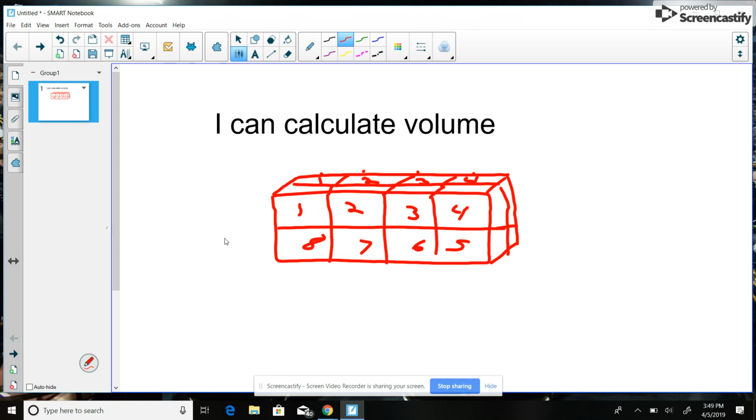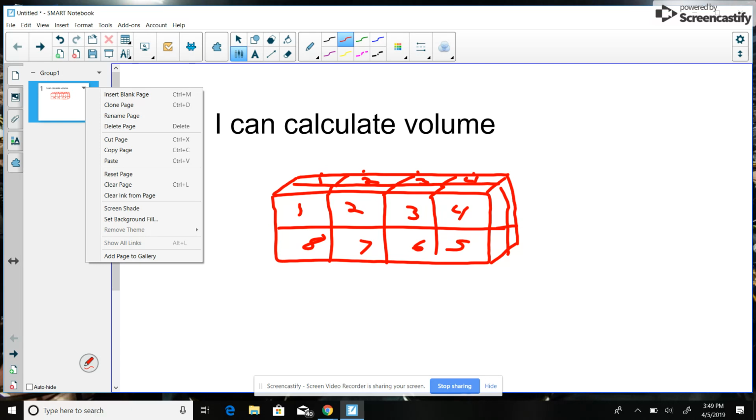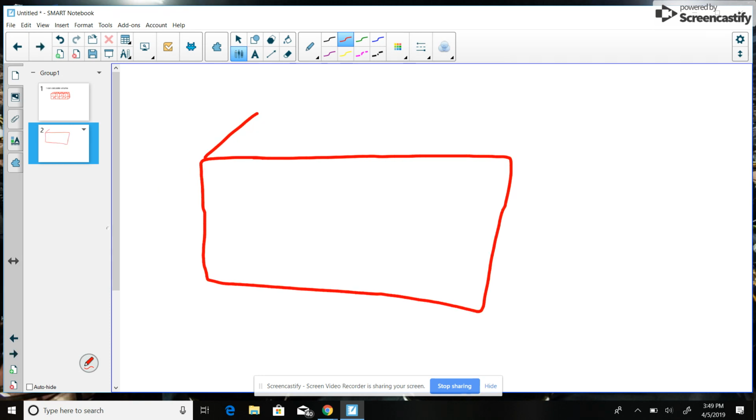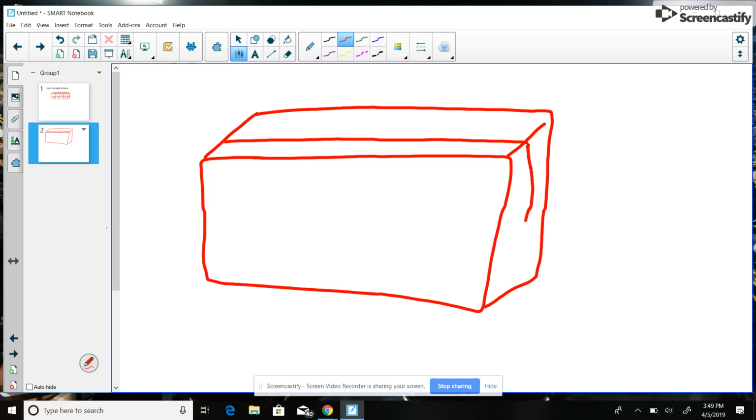That works fine here, counting all those cubes. But when we get to bigger numbers or larger rectangular prisms, it's a lot of counting. So we know by understanding that our first layer is made up of however many rows of however many in each group.